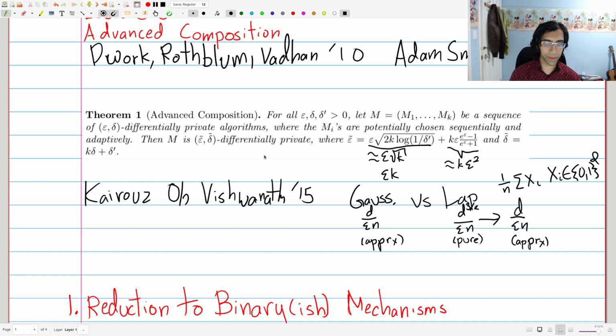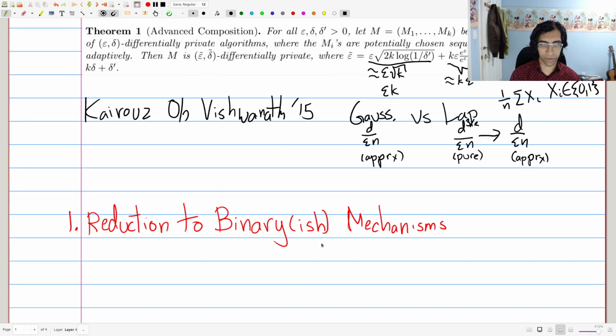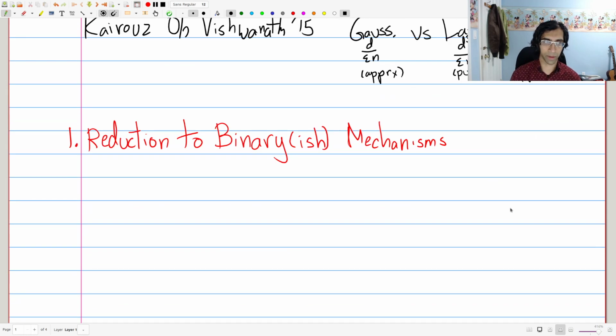So let's start with the first step, where we are going to reduce to binary-ish mechanisms. And we'll see what I mean by that. We're trying to understand the following kind of question. What is the simplest pair of random variables which satisfy epsilon-delta-esque guarantees? By that I mean, differential privacy is a property of algorithms, not of random variables. But I'm asking what is the simplest pair of random variables that satisfy the sort of closeness guarantee that is afforded to the random variables M on x and M on x prime.